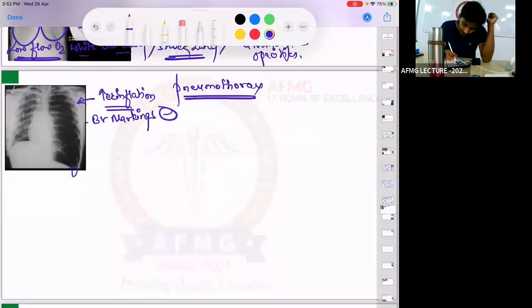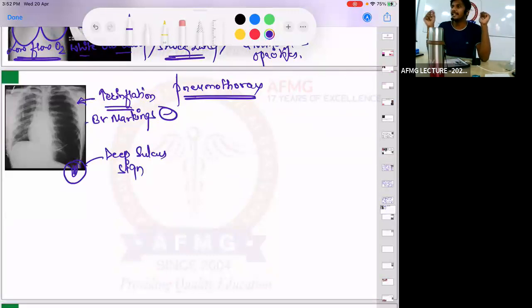Along with that, I can see this kind of a picture. Okay? This is called as which sign? Deep sulcus sign. It is a suggestion of pneumothorax.